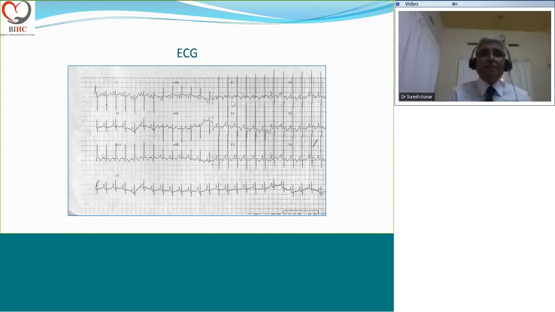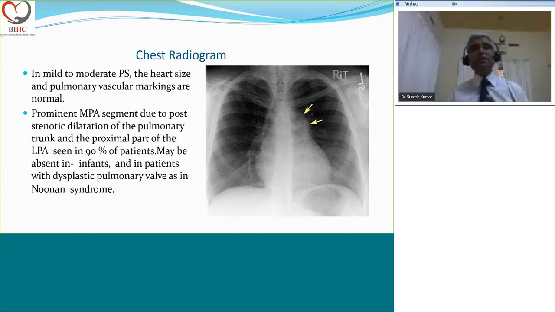Chest X-ray: essentially the heart and vascular markings are normal if the PS is only mild or moderate. But even in mild PS, the so-called post-stenotic dilatation is evident. If you see the X-ray, this hump is formed by the main pulmonary artery along with the beginning of the left pulmonary artery. Both the main pulmonary artery and the left pulmonary artery are characteristically enlarged in standard valvar PS. If they are not, you should think of a dysplastic pulmonary valve.